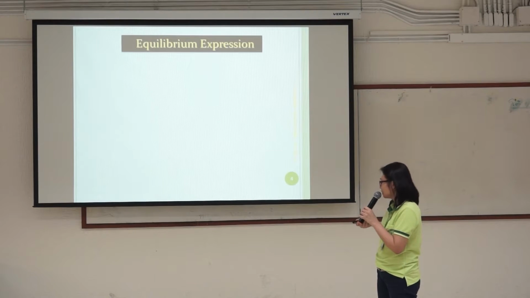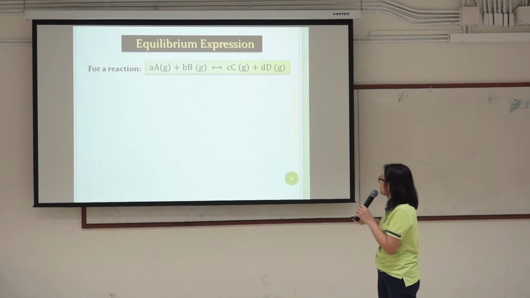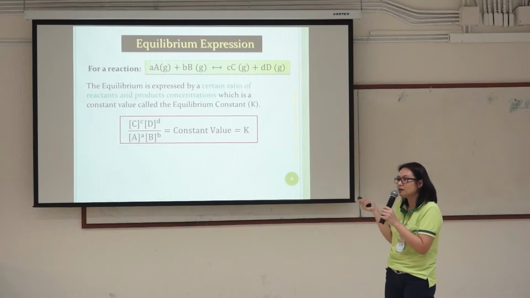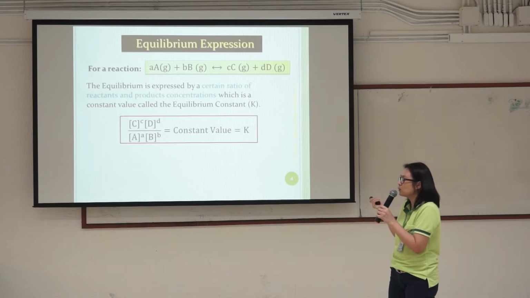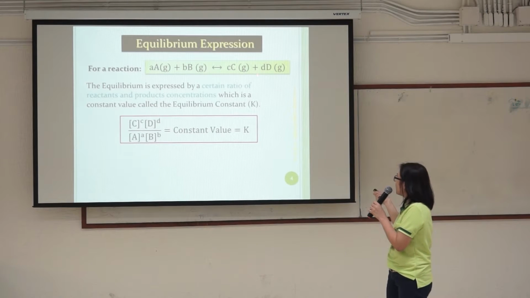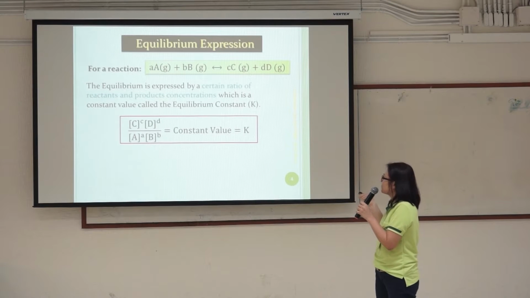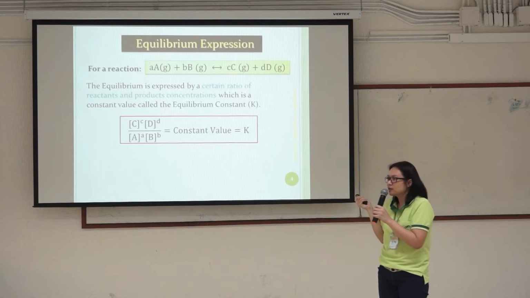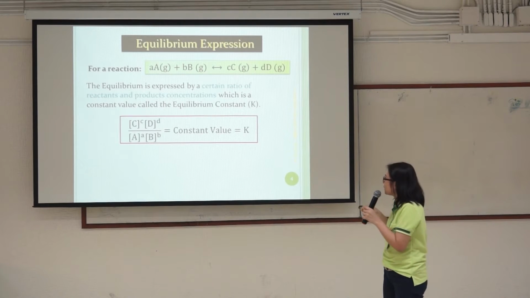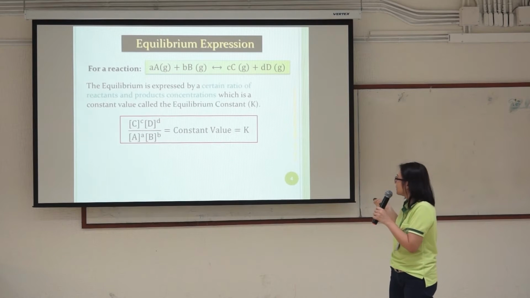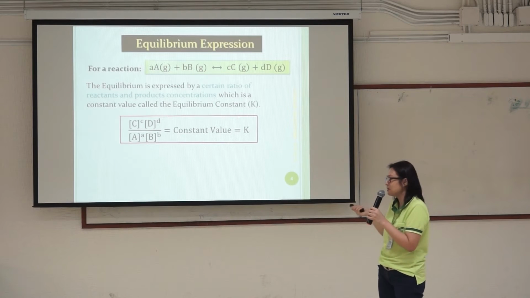So how do we explain the equilibrium? If you consider this reaction, it is called reversible, when reactants can become products, and at the same time, the products can become reactants. We can explain it by the ratio of the concentrations of the reactants and products. This ratio is constant. So we call this constant value K, or the equilibrium constant.